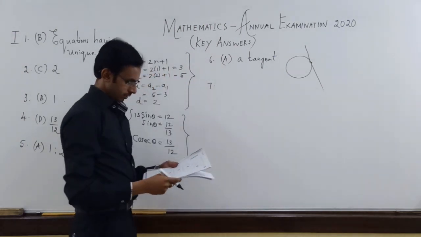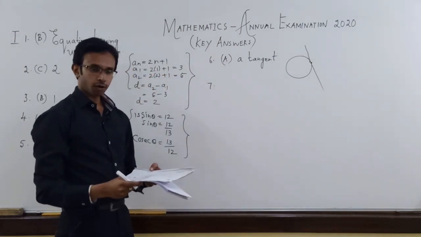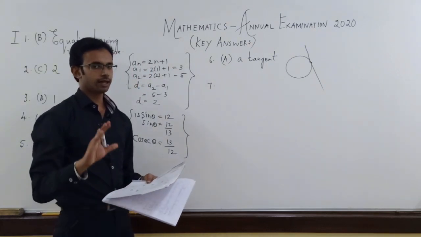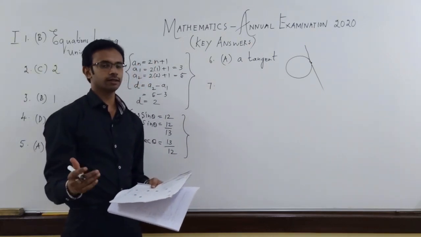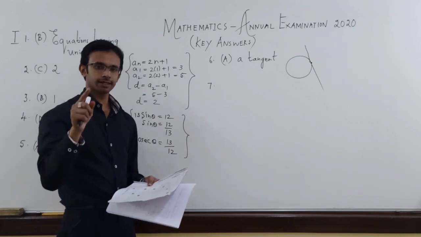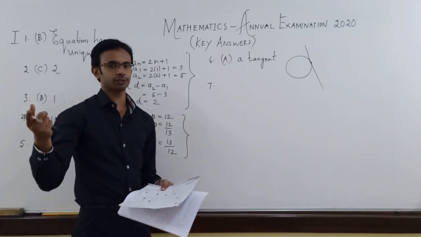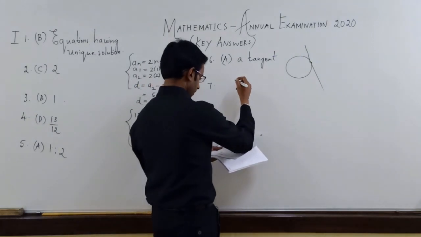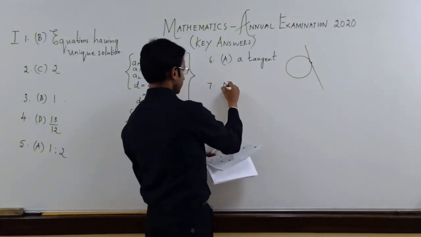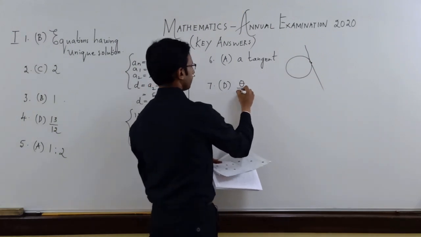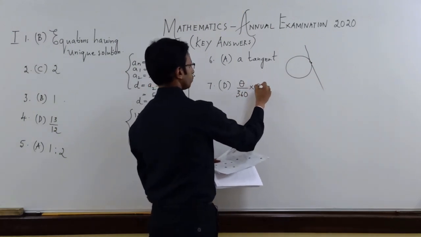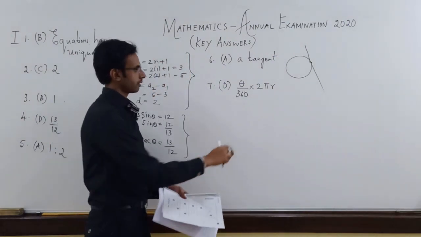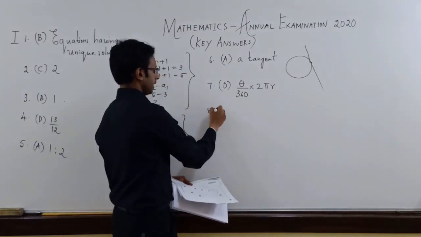Seventh MCQ. Length of an arc of a sector of a circle of radius r and angle theta. If this was area of a sector, then it would be theta divided by 360 into pi r square. Since it is length of arc, the formula should be option D, which is theta divided by 360 degree into 2 pi r. If this changes to pi r square, then it is area of a sector. If this is 2 pi r, it is length of arc of a sector.